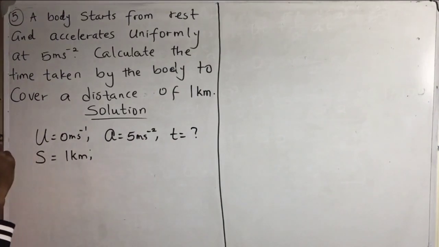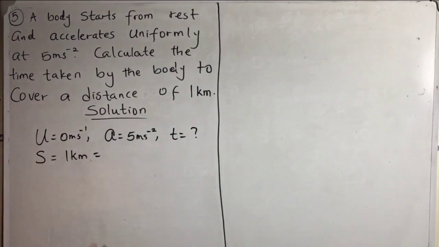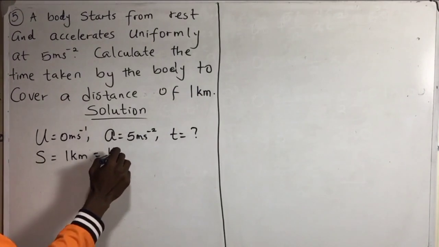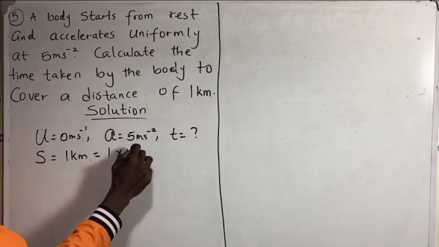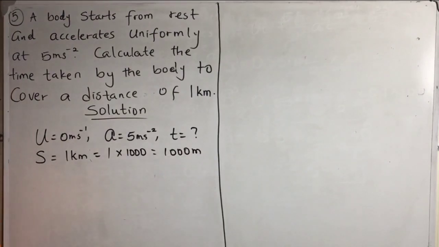Now it is wrong for us to make use of this 1 kilometer in solving, because all we have here is in standard unit. We need to convert this 1 kilometer down to meter. And what is 1 kilometer in meter? 1 kilometer is simply 1 multiplied by 1,000, and that is 1,000 meter. So the distance in the question is just 1,000 meter.